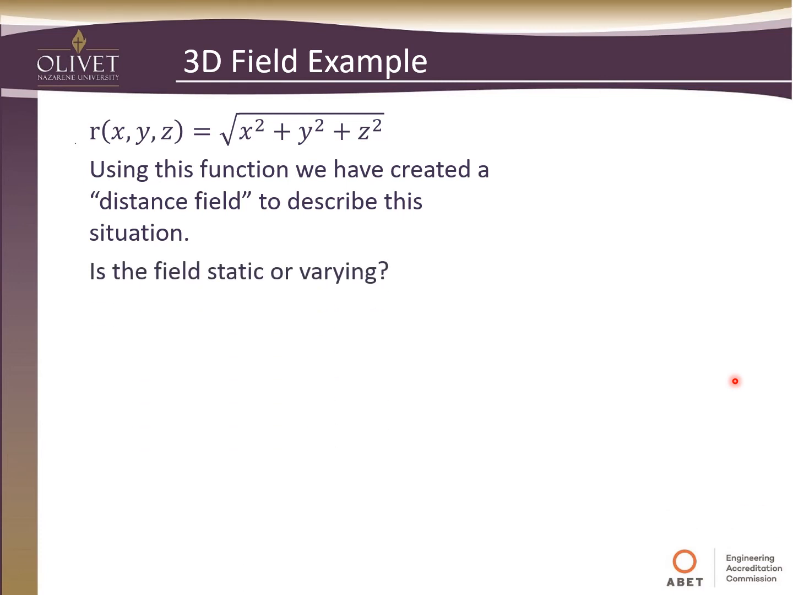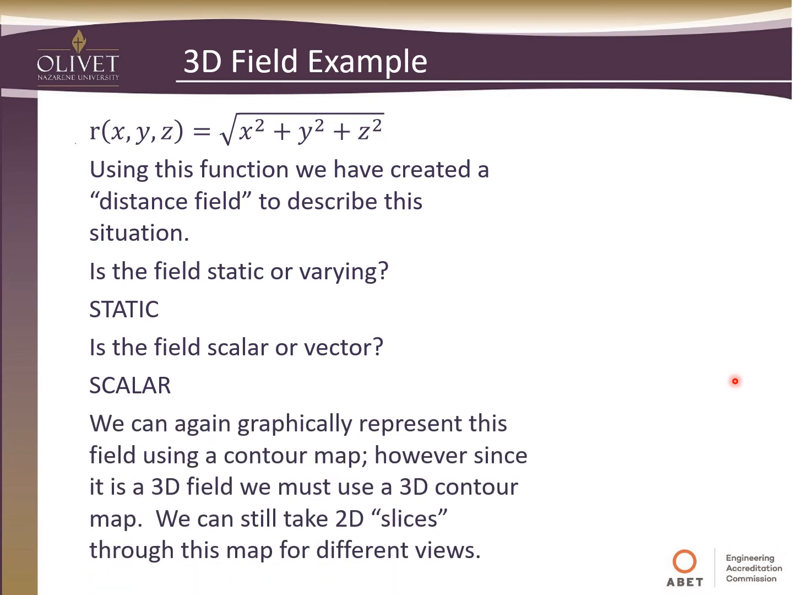So again, we'll ask these questions: is this field static or varying? If I go back to an XYZ point and then come back later to the same XYZ point, it'll be the same. So it is still static. Is it scalar or vector? This distance will always be the same, and it doesn't have a direction associated with it, so it will be scalar. So we can again graphically represent this using a contour map.